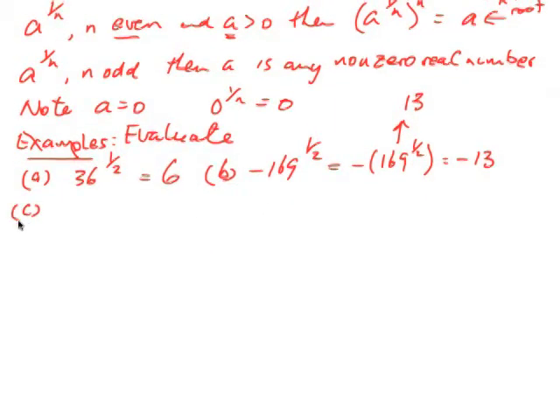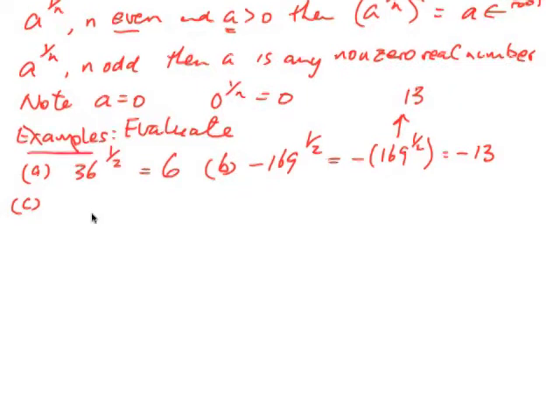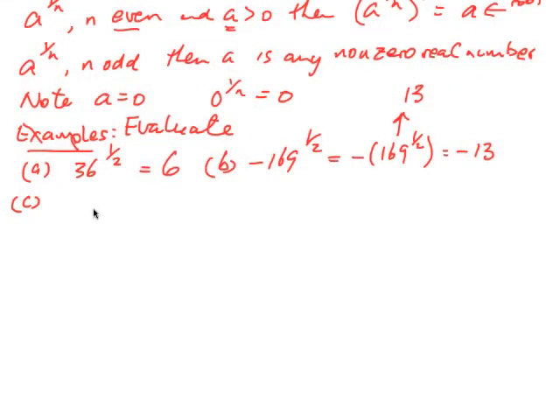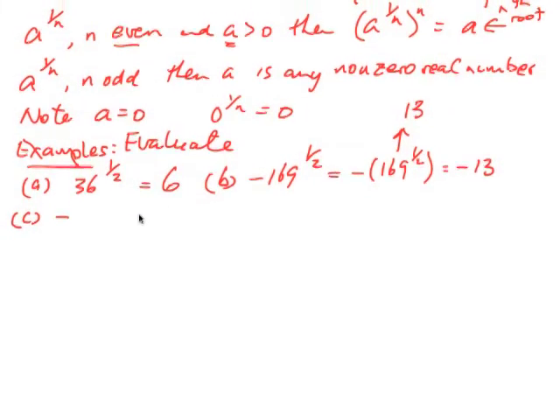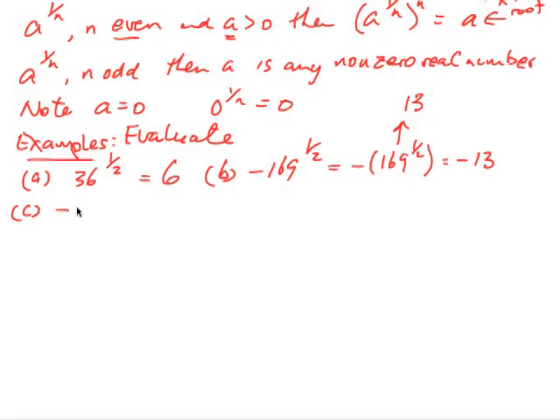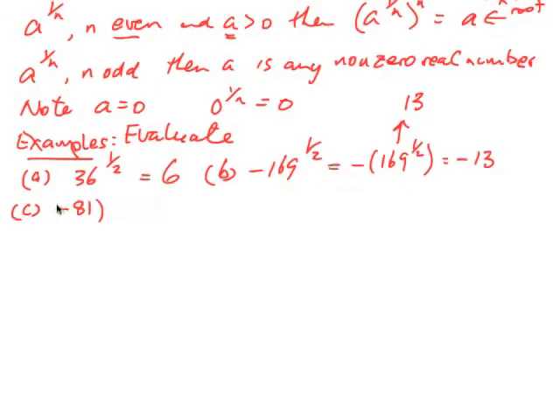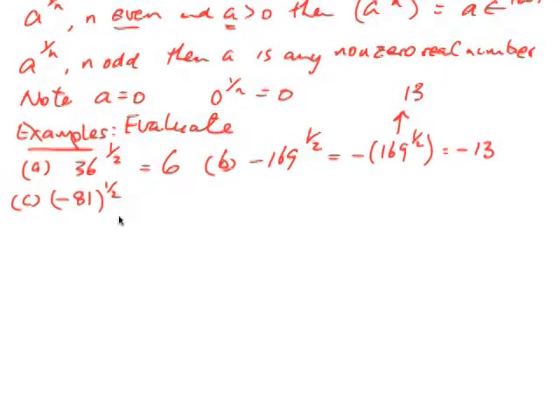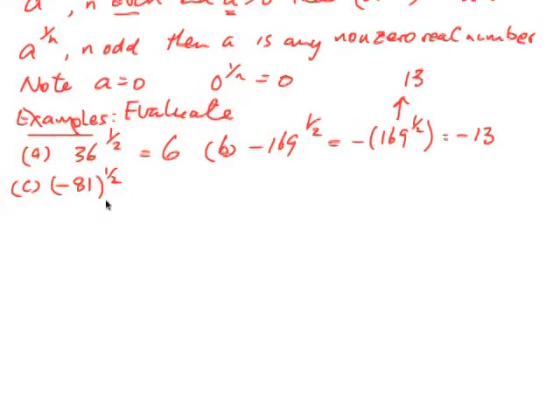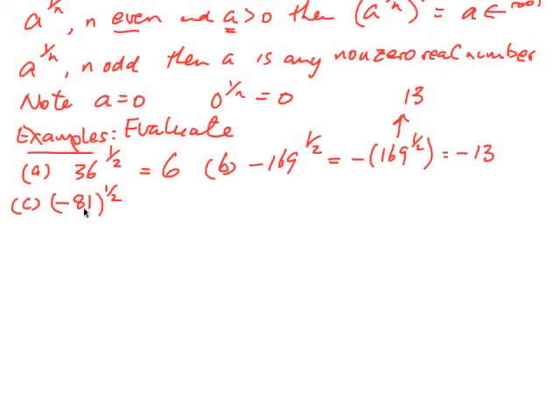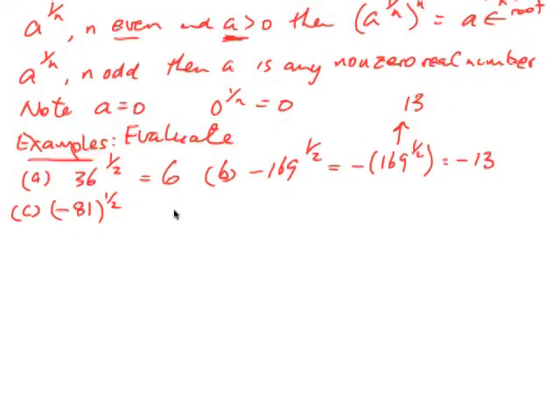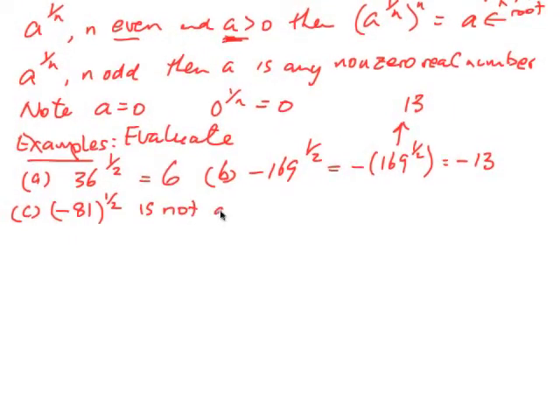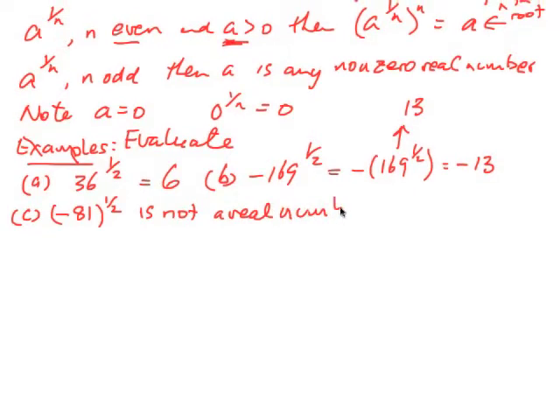If we look at the next one, let's suppose that I now want to do negative 81 to the half, with the negative inside the base. Now notice that here a is going to be negative, and so we can't have that when n is even, which it is, being 2 here. So in this case, this is not a real number.